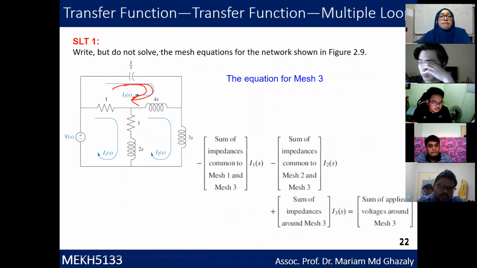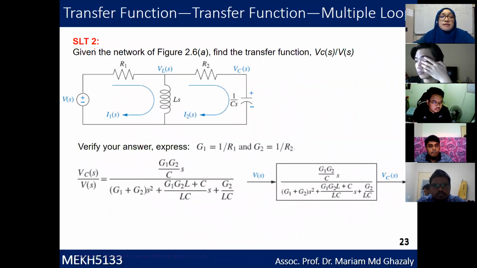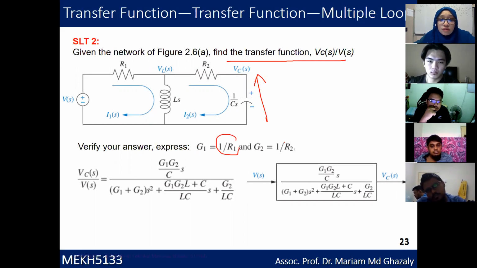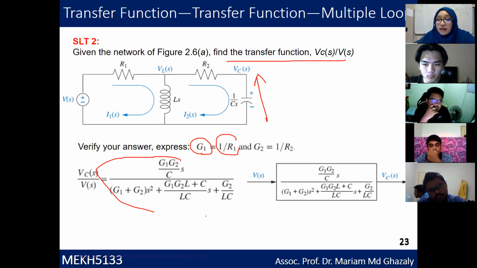This one is another example. Do it at home. SLT is during learning time. Find the transfer function VC over VS. So what is VC? VC is over here. If you remember, how to get this is just get the equations. For this exercise, assume that whatever value 1 over R and 1 over R2, just substitute it with G1 and G2, because if not, it will be so complicated. Okay, so try to prove that you can get this equation.